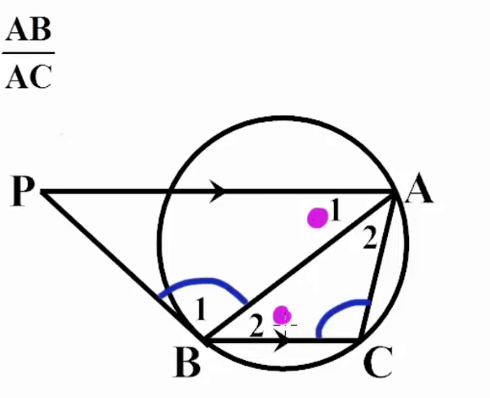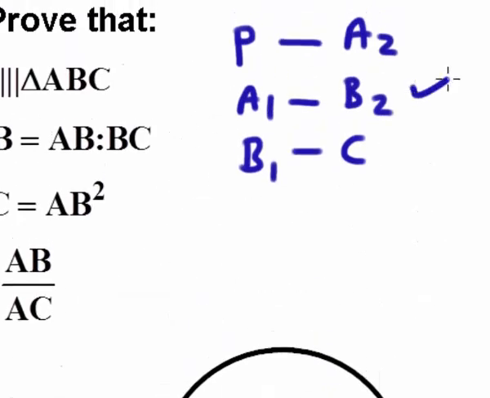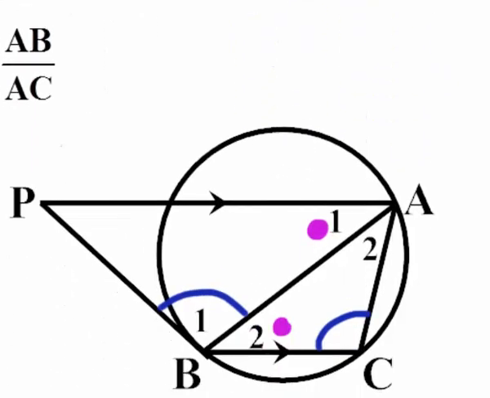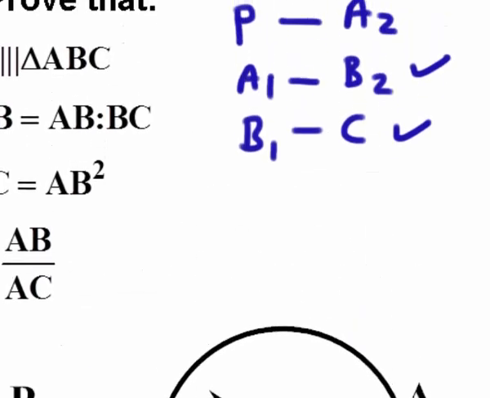Well, we know A1 is B2. That's proved because of alternate angles, and B1 is C because of tan chord, which is great. And then obviously we can immediately conclude that P will be equal to A2 via the sum of the angles of a triangle. So let's write that down. Okay, number A here. Okay, so what do we know?